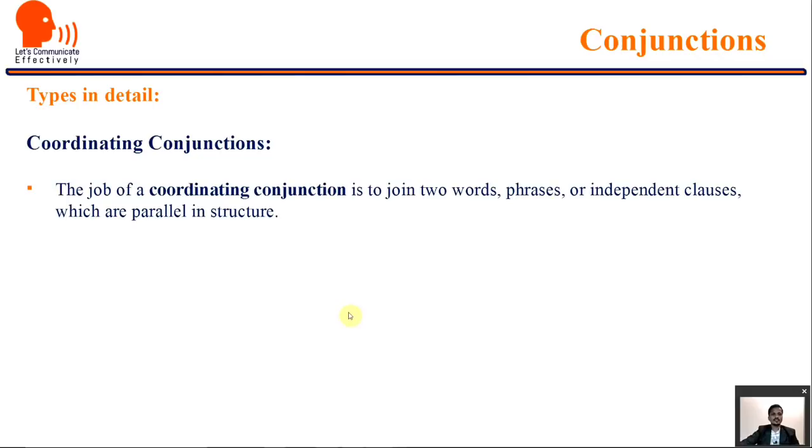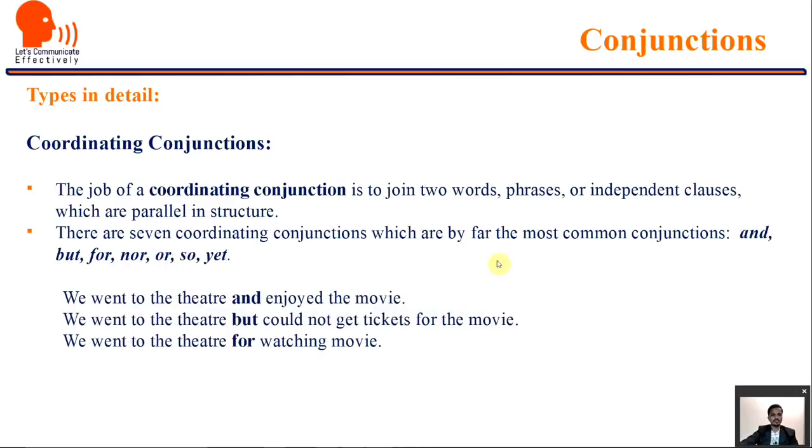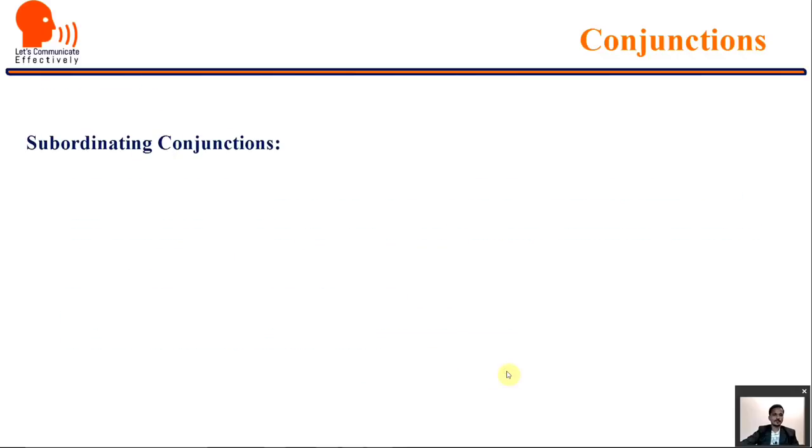The coordinating conjunctions. The job of these coordinating conjunctions is to join two words, phrases or independent clauses which are parallel in structure, equal in importance. For example, again, these are the FANBOYS we have just talked about. Look at the examples. We went to the theater and enjoyed the movie. We went to the theater but could not get tickets for the movie. We went to the theater for watching movie. So independent clauses are joined with these coordinating conjunctions.